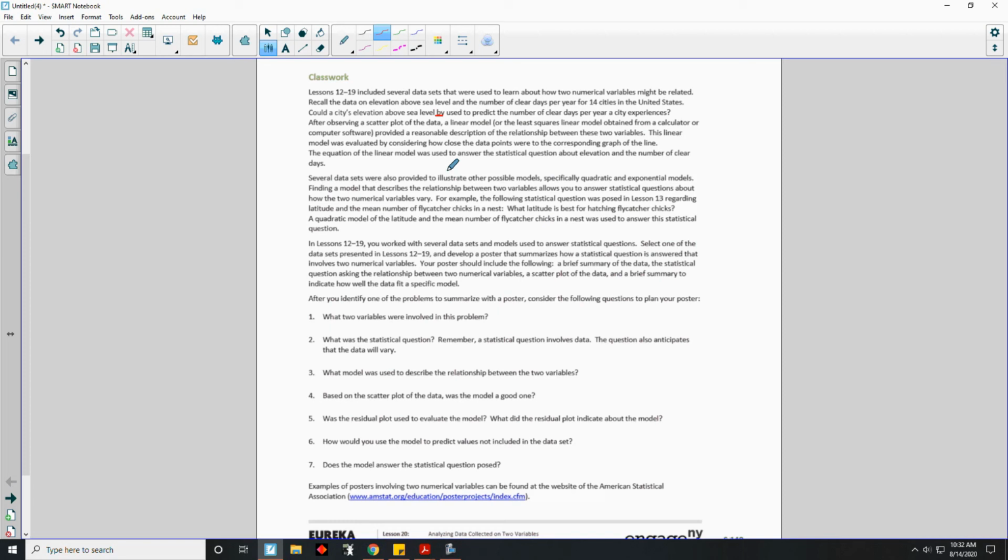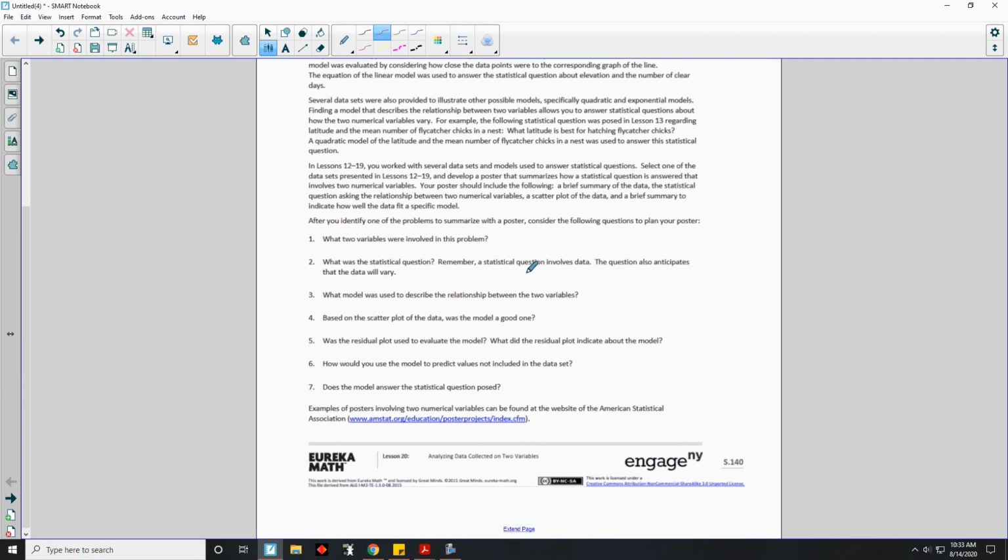Finding a model that describes the relationship between two variables allows you to answer statistical questions about how two numerical variables vary. For example, the following statistical question was posed in Lesson 13 regarding latitude and the mean number of flycatcher chicks in a nest. What latitude is best for hatching flycatcher chicks? A quadratic model of the latitude and the mean number of flycatcher chicks in the nest was used to answer the statistical question.